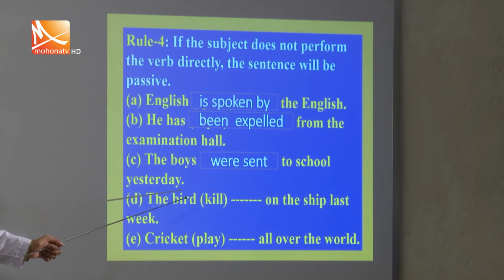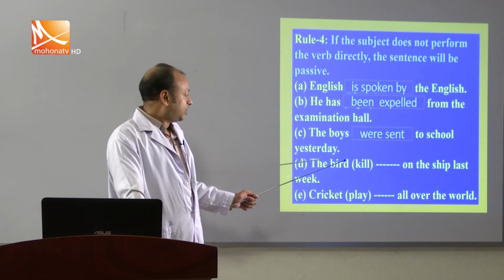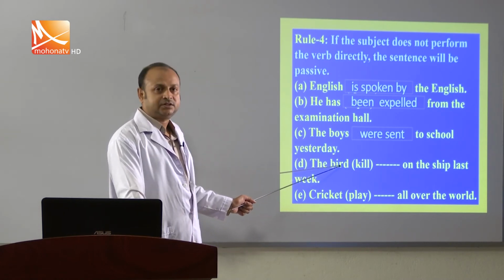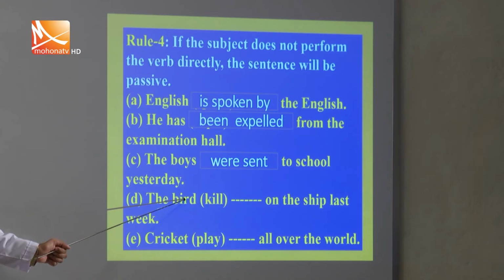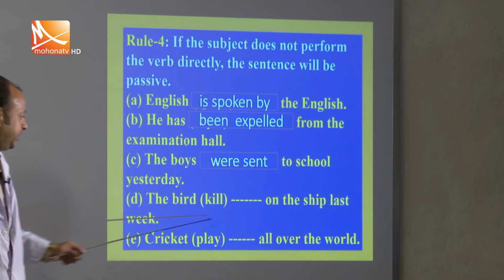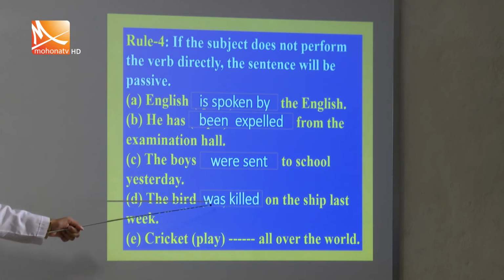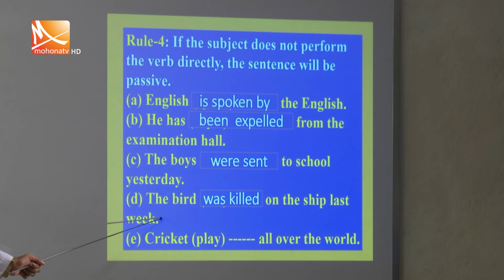Our next example, the bird killed on the ship last week. So, kill is a verb here, the bird is the subject here, but the bird does not kill itself, because the bird is killed by somebody else or something else. So, this is a passive form. So, the bird is killed on the ship, last week, it means this is past tense. So, the bird being third person singular number, was will be used here as the be verb. So, the bird was killed on the ship last week, my student.